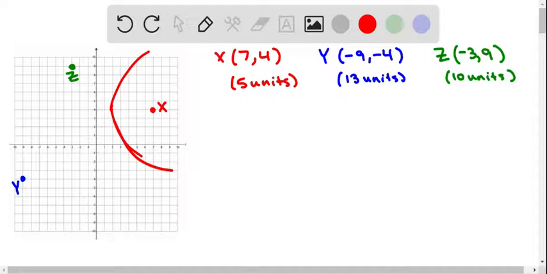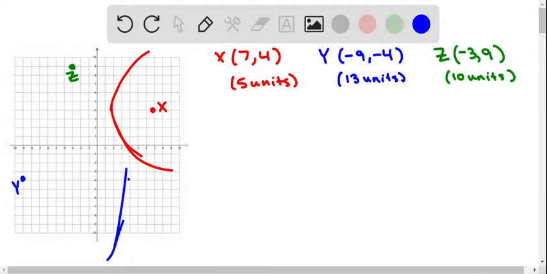And then same idea for Y. We know the epicenter was 13 units from point Y. So then if we draw a circle that has a radius of 13 and a center at point Y, it's going to be roughly something like this. Whoops, maybe not quite that. Okay, that's part of the circle.